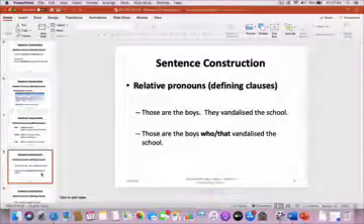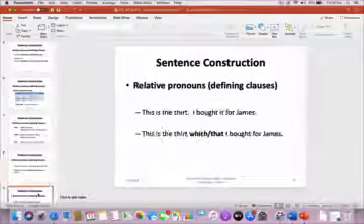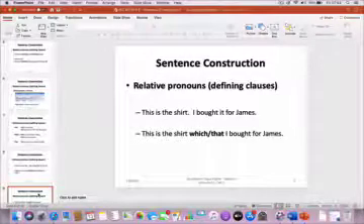Other examples. Those are the boys, they vandalized the school. Those are the boys who vandalized the school. I'm defining who the boys were using who or that to say they are the boys that vandalized the school. Another example. This is the shirt, I bought it for James. Two sentences. Linking those using a relative pronoun, I can get: this is the shirt which I bought for James.